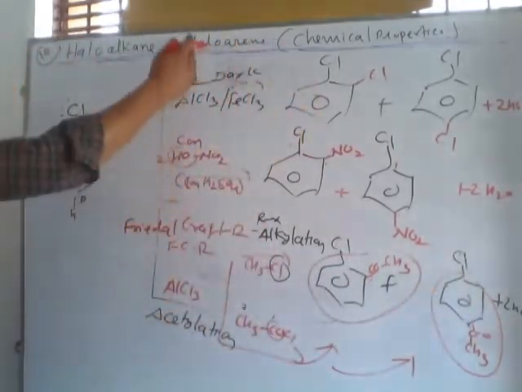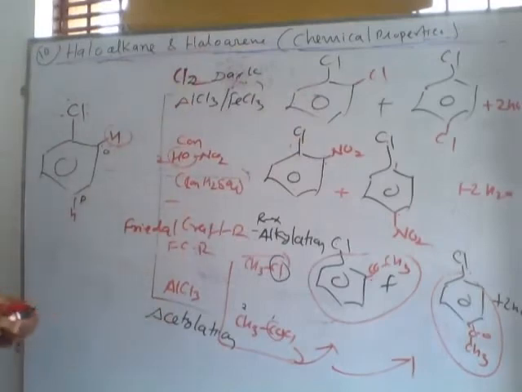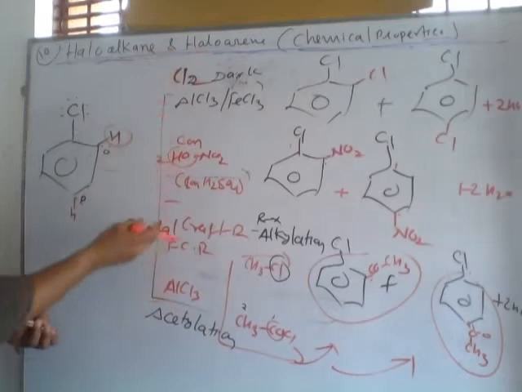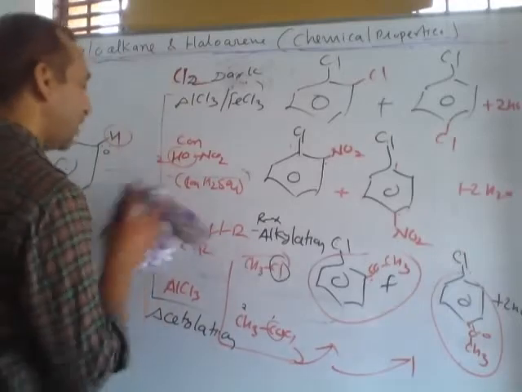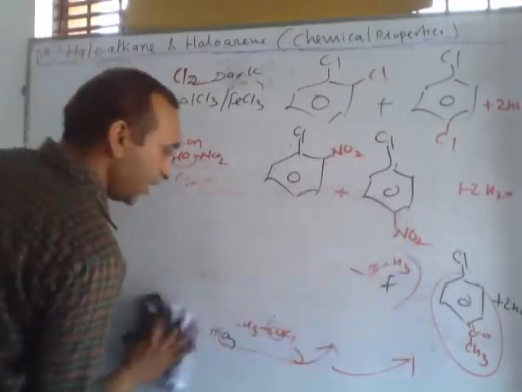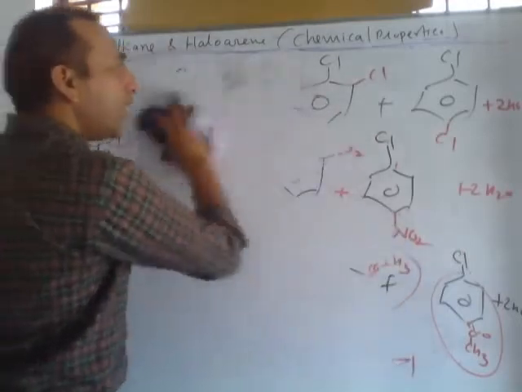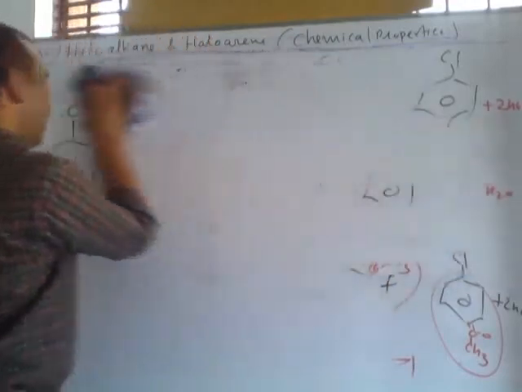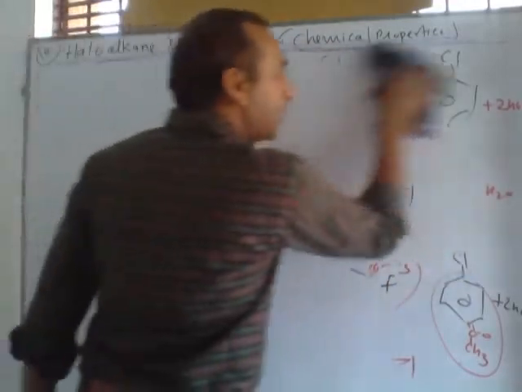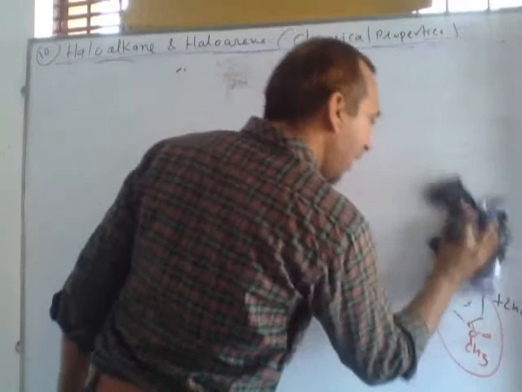So these are different types of electrophilic substitution reactions: chlorination, nitration, Friedel-Crafts alkylation, Friedel-Crafts acetylation. The most important reactions are Friedel-Crafts alkylation and acetylation. In alkylation, alkyl halide reacts. In acetylation, acetyl chloride reacts, and in all these reactions two products are formed.